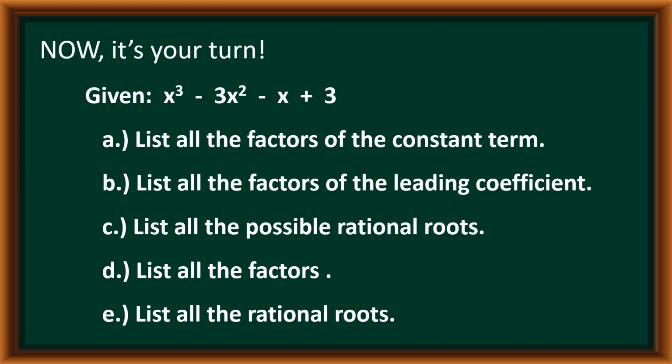Now, it's your turn. Given the equation x cubed minus 3x squared minus x plus 3, you have to list all the factors of the constant term, which is our p, list all the factors of the leading coefficient, list all the possible rational roots, list all the factors and all the rational roots. So, habang nag-solve kayo, pwede nyo munang i-pause yung video and i-playback nyo na lang kung ito-check nyo na yung sagot nyo.